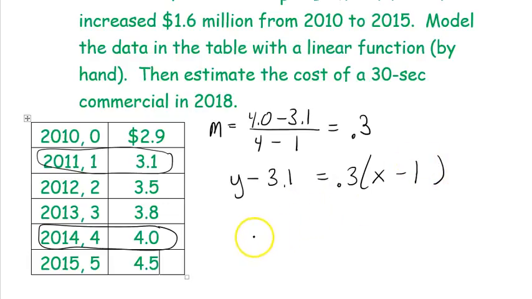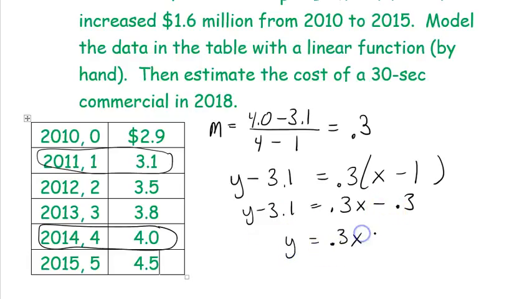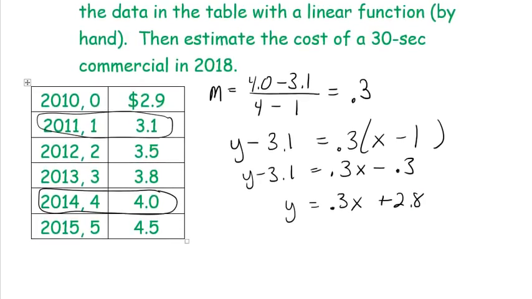And then I can distribute and get 0.3x minus 0.3, and then add my 3.1 over and get 2.8. So here is a line that models this situation, which is the first part. They ask us to estimate the cost in 2018. So 2018 would be year 8.